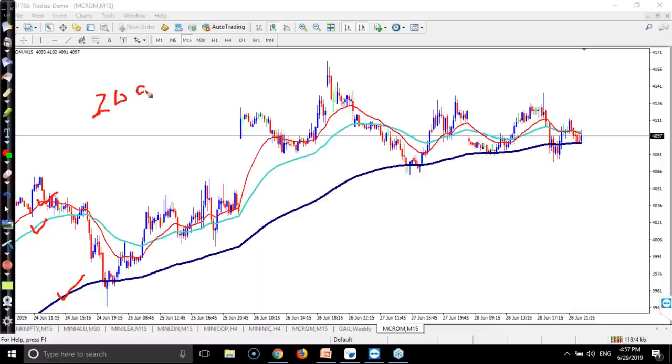When the 20 moving average crosses the 50 moving average, all exponential, we can say this trend is a downtrend. Have you seen here? That trend is a short term trend. Have you seen here, the 20 moving average crossed the 50 moving average.